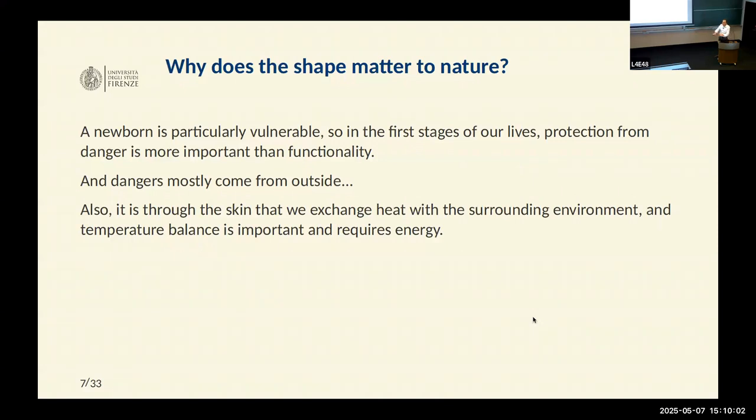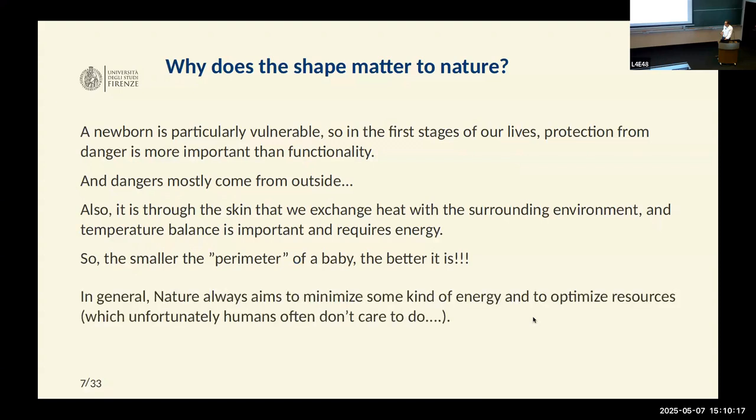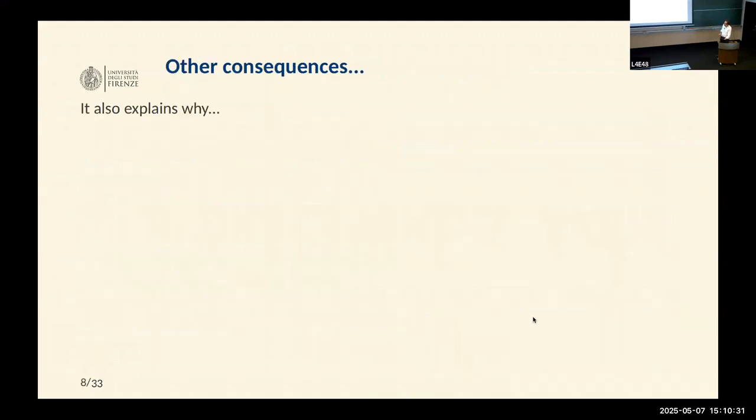Play it physical, you know that best boundary, it's easier to protect the territory. So this is probably the explanation why all these babies look more... In general, nature always aims to minimize some kind of energy, and to optimize the resources, something that sometimes we forget to do.